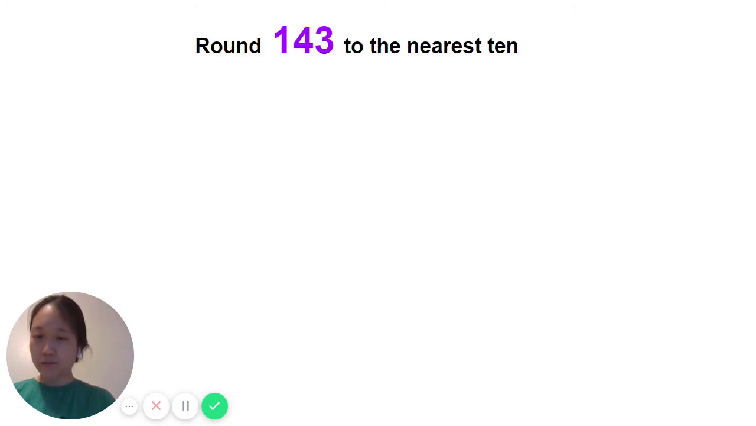This is Miss Lee. Today we will be learning how to round three-digit numbers to the nearest 10. Our first three-digit number is 143.